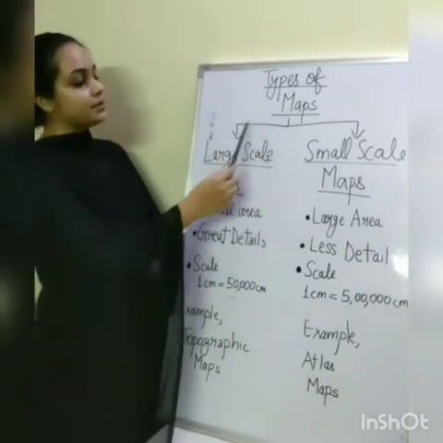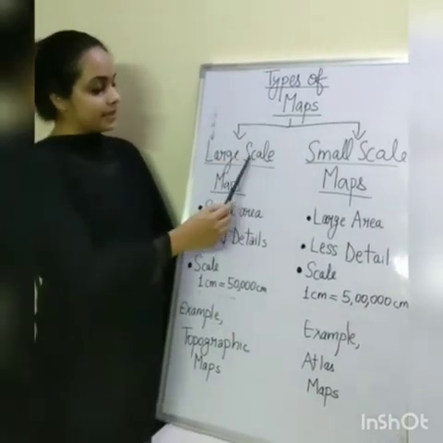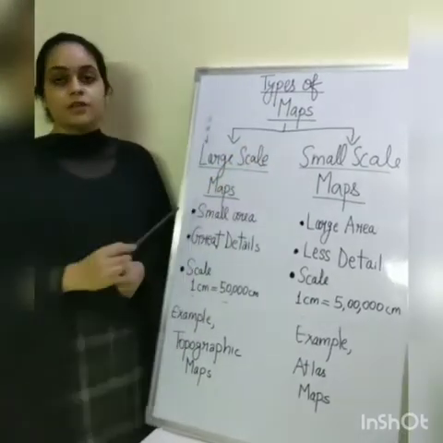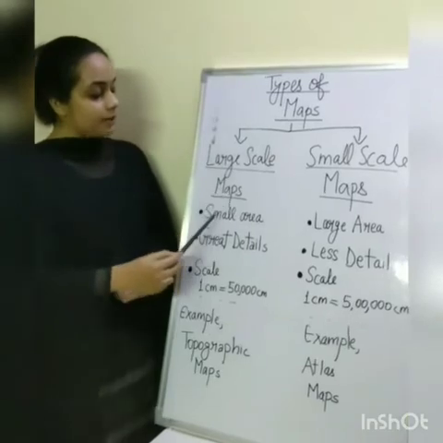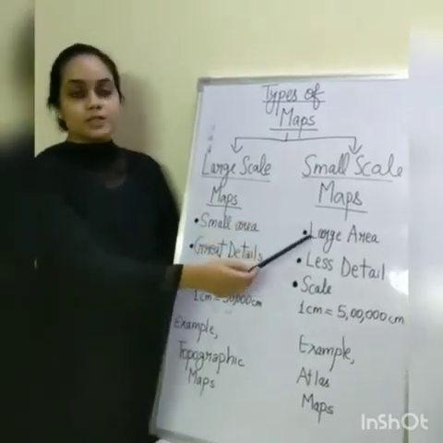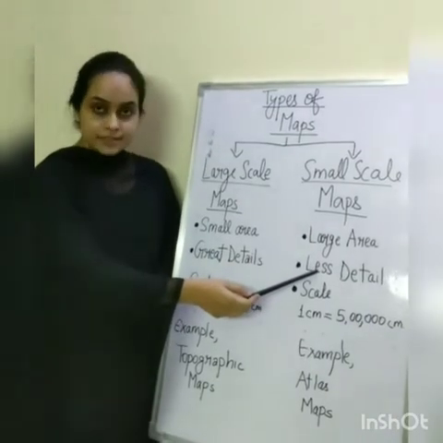Now maps have been divided into 2 types: large scale maps and small scale maps. This division is on the basis of scale. So a large scale map shows a small area with great details, and a small scale map shows a large area with less details.